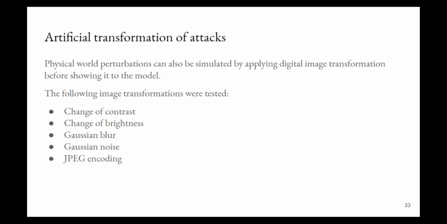Now that we've seen attacks in the real world, we can also look at transformation in a more controlled way by using an image modification software. The following transformations were tested: a change of contrast, of brightness, Gaussian blur, Gaussian noise, and JPEG encoding.